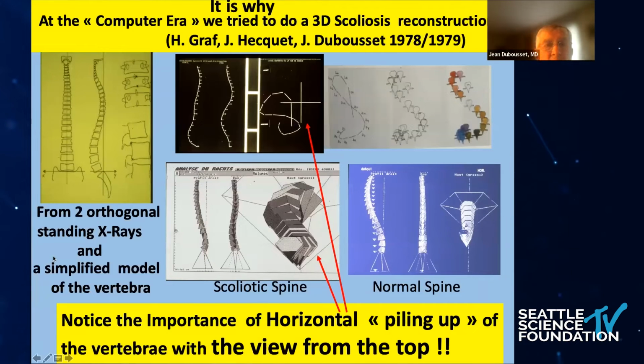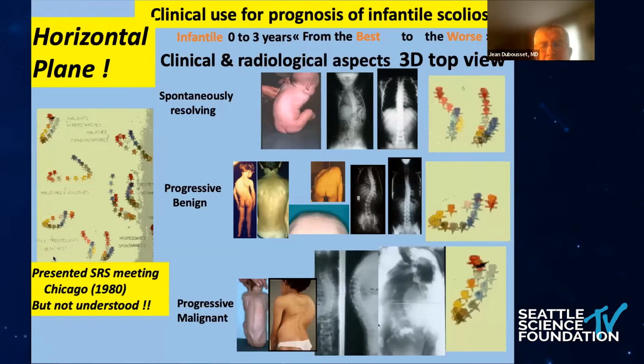It was clear that in the computer era, you remember that we did computer reconstruction of the spine by simple lines, then surface, then volume. And you see that the horizontal plane is still there with the piling up of the entire spine. This is an important thing. And remember when I was at the SRS meeting in Chicago, 1980, I tried to introduce this horizontal plane for the prognosis of infantile scoliosis, where it is very clear that when you see from the top, you understand what is the horizontal plane between the spontaneously resolving.